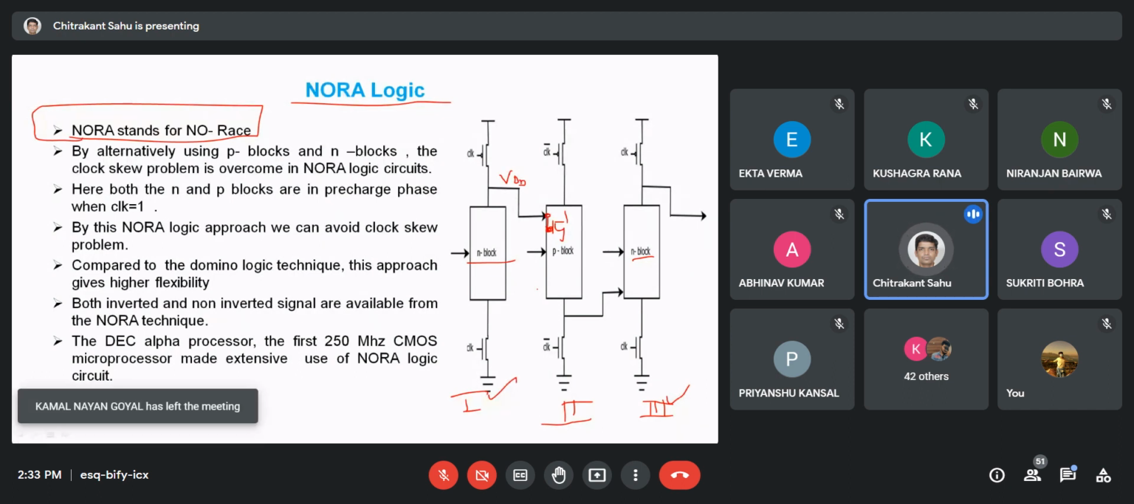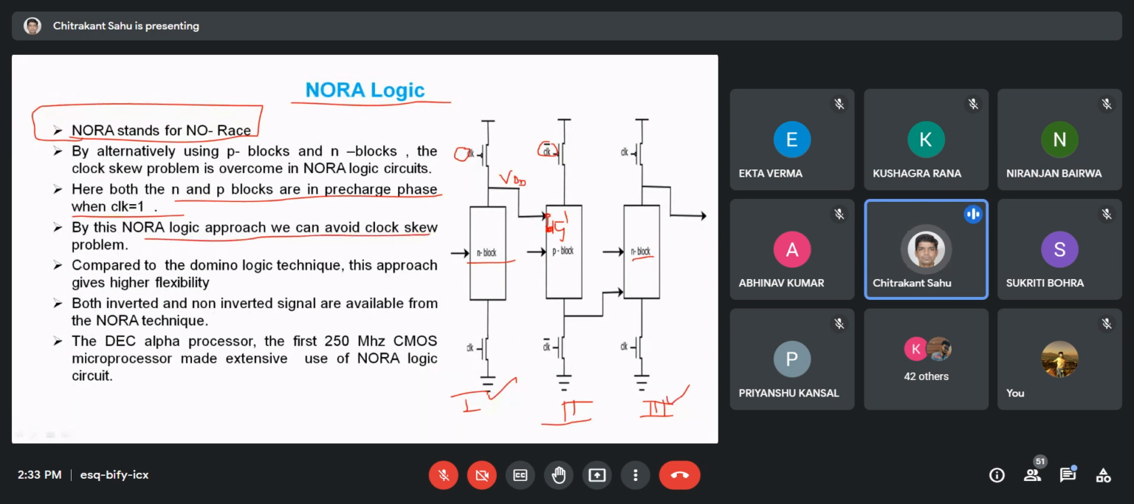I'll give some example, and the benefit also. So this is one technique. Here both the NMOS and p blocks are in pre-charge phase when clock is high, because you can see this is clock and this is clock bar. By this NORA logic approach, we can avoid the clock skew problem. Compared to the domino logic technique, this approach gives higher flexibility as we are using the p block also, instead of only the n block. That is why it is giving more flexibility.